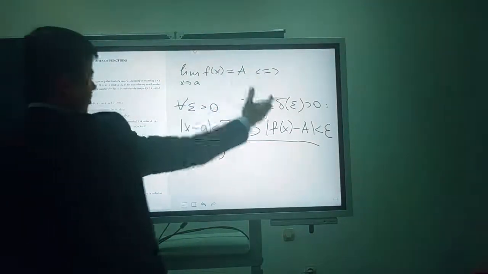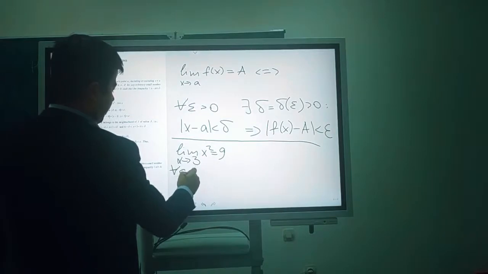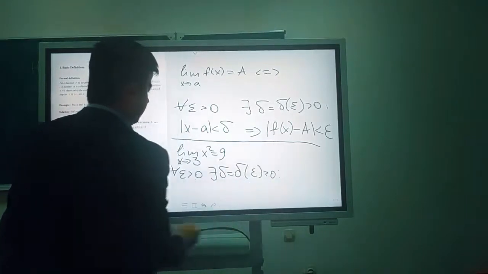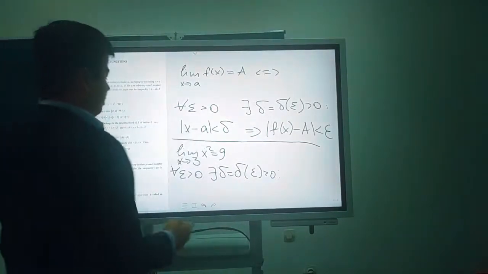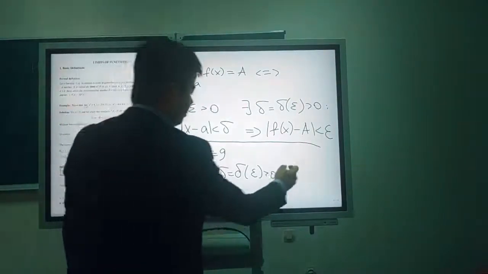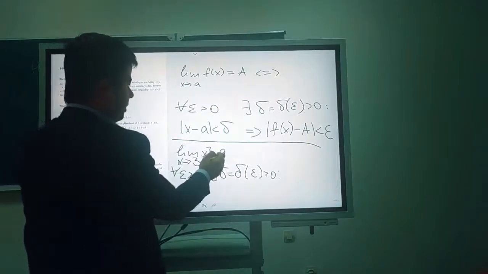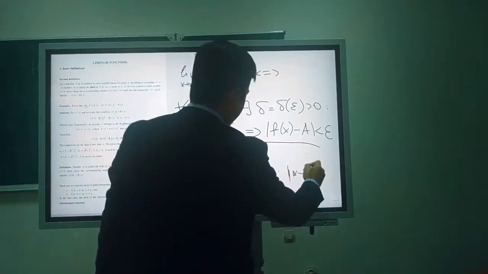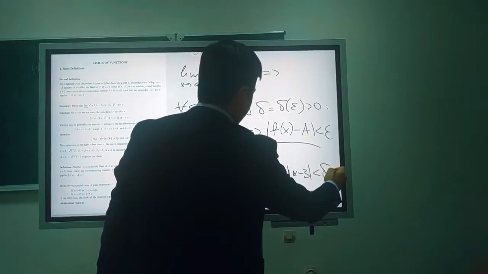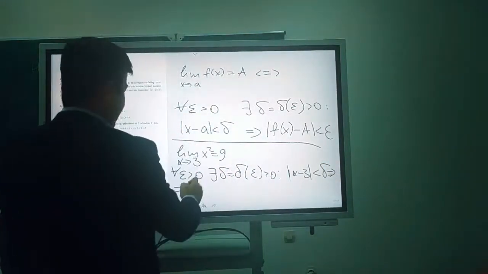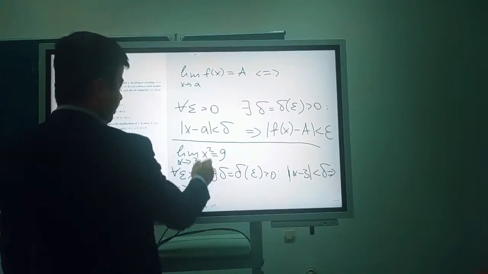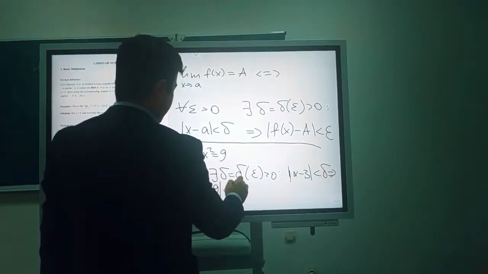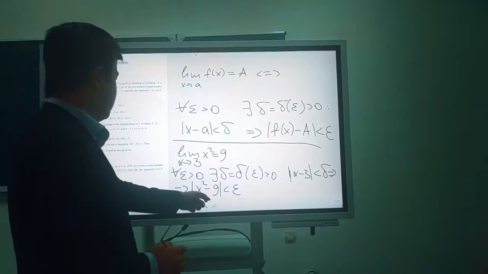So, let's use the formal definition. For any epsilon greater than 0, there exists delta depending on epsilon such that, instead of a, we have 3 now, because x tends to 3, and capital A is 9. So |x - 3| < delta implies that, instead of f(x), we have x squared now, |x squared - 9| < epsilon. So we need to prove this inequality now.